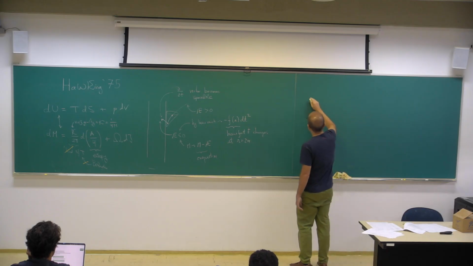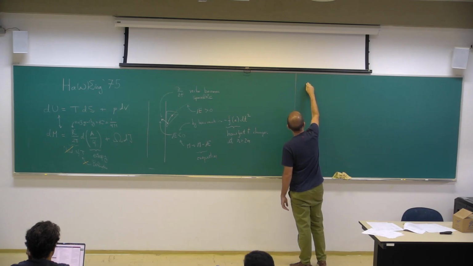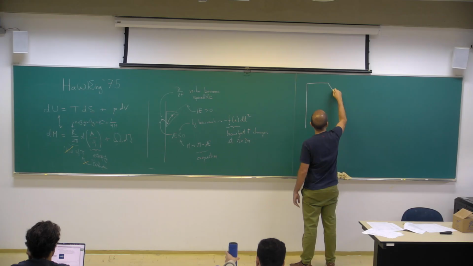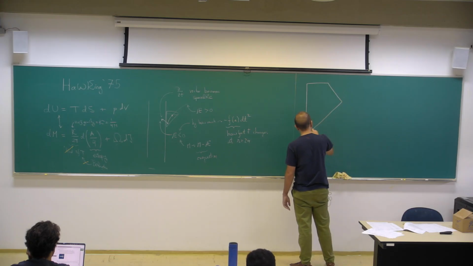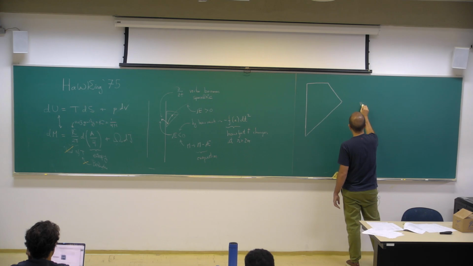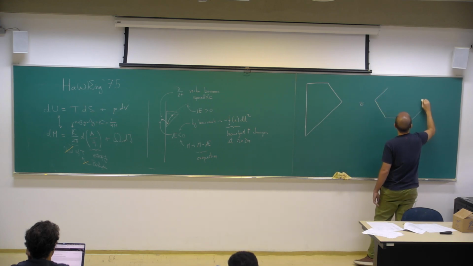So, what is a black hole? The black hole is this. This is the Penrose diagram for the black hole. And we should compare it with the eternal black hole, whose Penrose diagram is this.